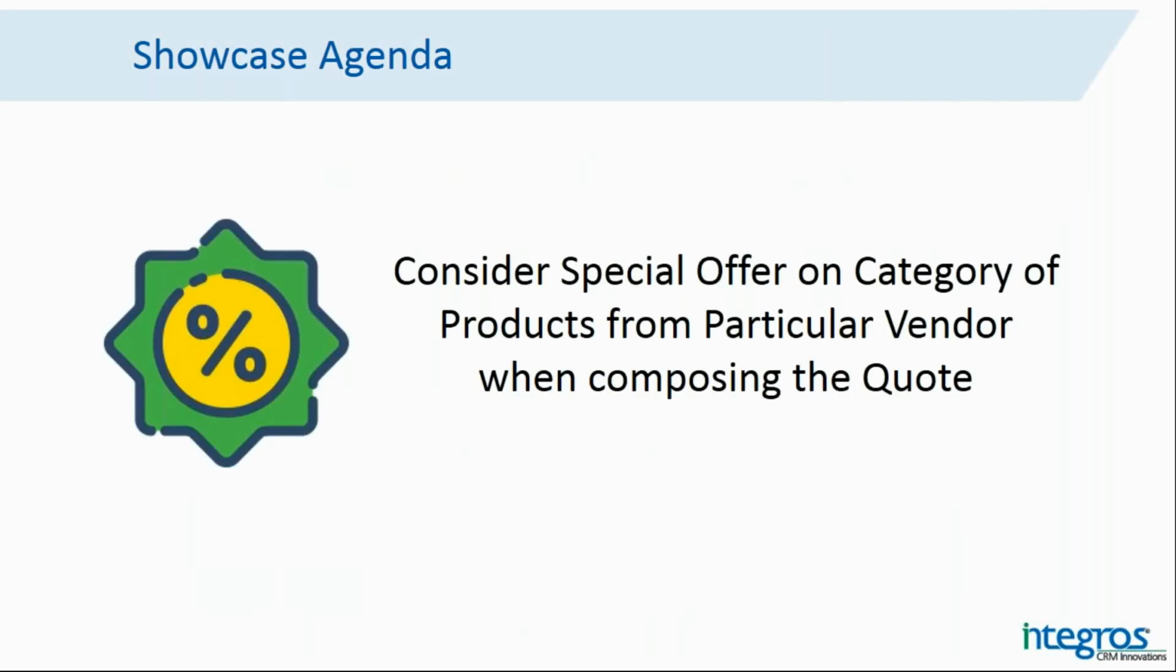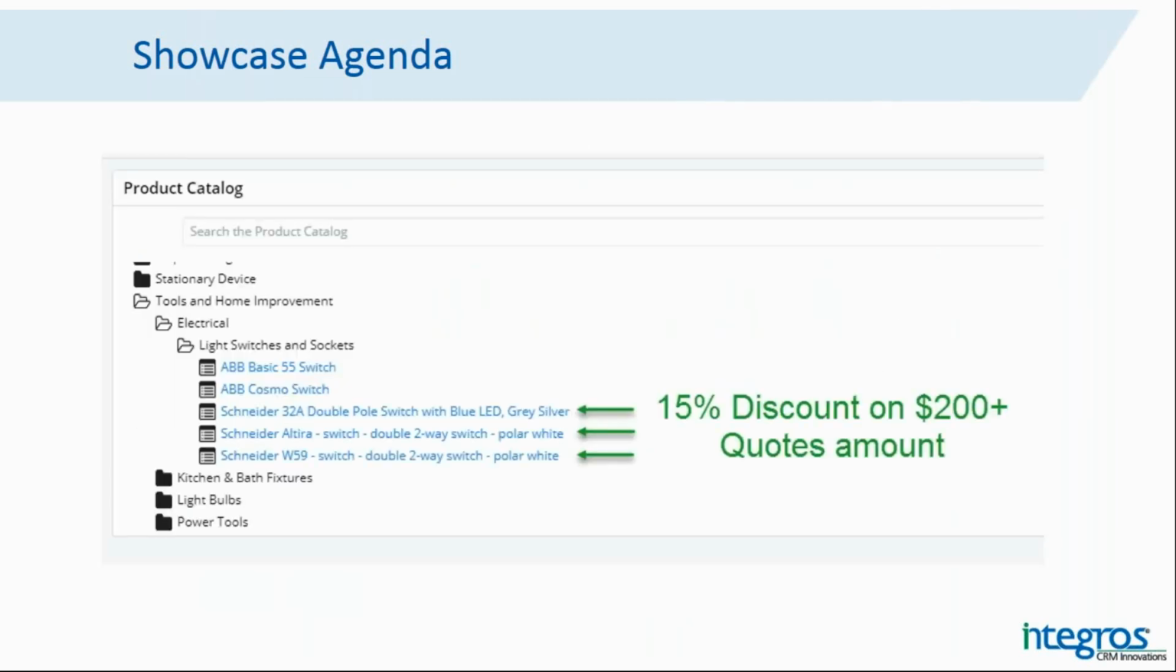So, today we are going to help sales managers properly compose a quote for customers, considering promotions from marketing. It means that in product catalogs there are a lot of different products, and on some of them the marketing department composes promotional campaigns. For example, here in the product catalog we have the light switches and sockets product category, and marketing offers a 15% discount on some of these products from a particular vendor when the quote amount is more than $200.